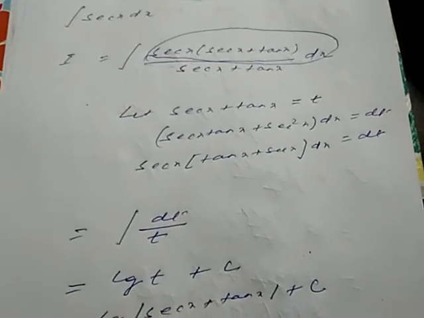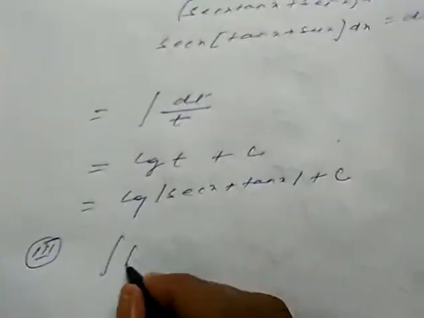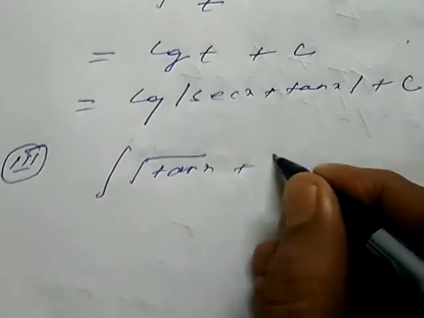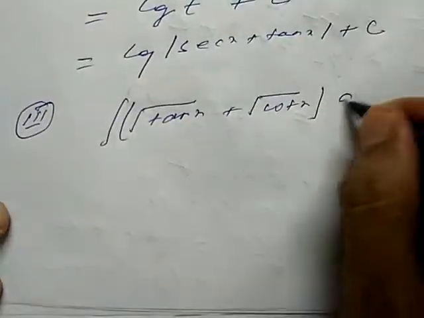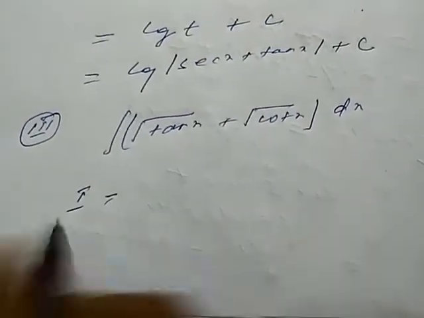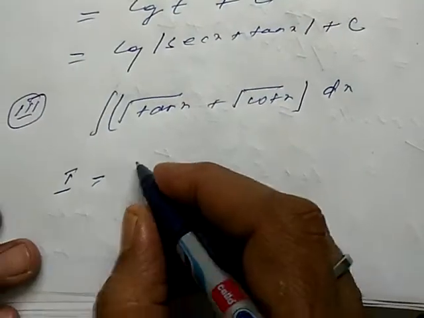Third method is substitution by assumption. So I am taking an example for the third type. This is the root of tan x plus root of cot x. Suppose you are having this one. Here there are two ways. First we have to take moderation, then we have to take the assumption, and further we have to proceed. How we proceed? Just see.